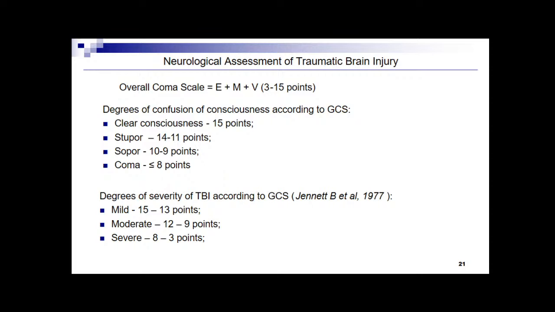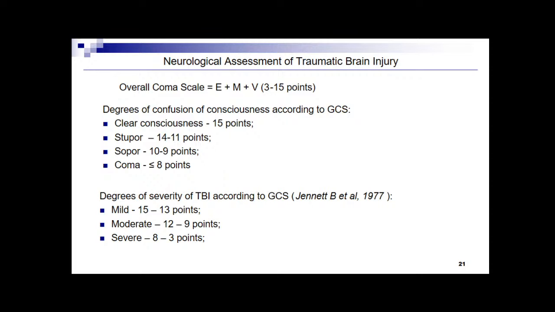Function of this scale: you should summarize the points taken from the 3 parts, from eye opening, from motor response and verbal response. The maximal score of the Glasgow Coma Scale is 15 points. The minimal score is 3 points. According to the points, we can differentiate the patient's state of consciousness. Clear consciousness means 15 points, stupor from 14 to 11 points, sopor from 10 to 9 points, and coma state below them, less than 8 points.